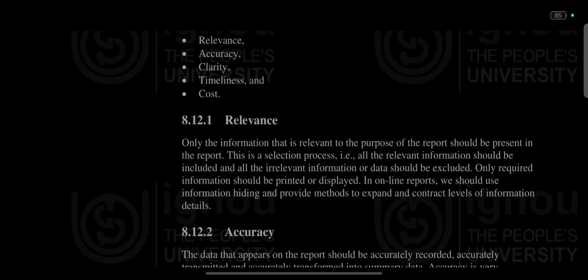Relevance. Only the information that is relevant to the purpose of the report should be present in the report. This is a selection process, that is, all the relevant information should be included and all the irrelevant information or data should be excluded. Only required information should be printed or displayed. In online reports, we should use information hiding and provide methods to expand and contract levels of information detail.